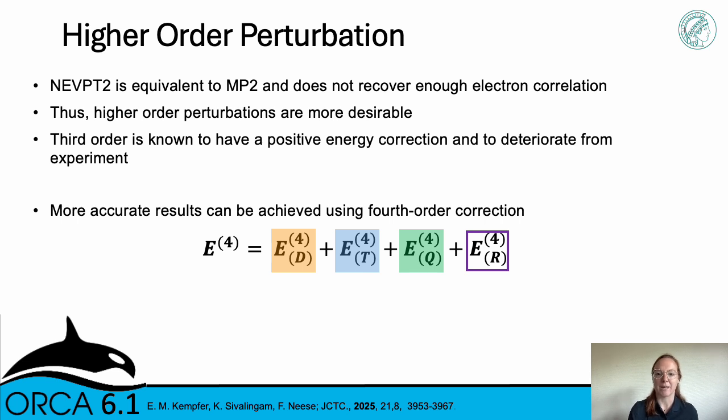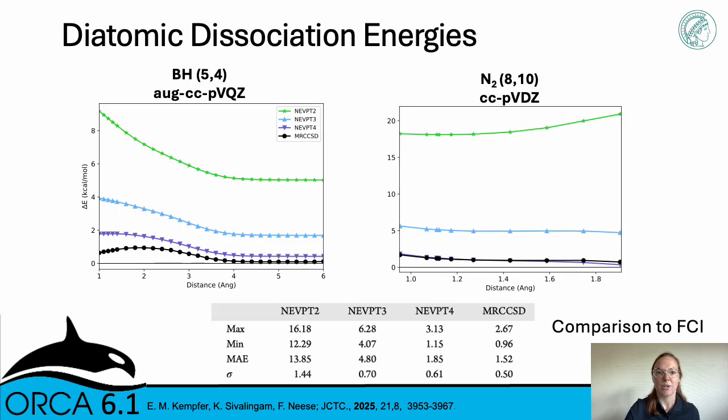Now NEVPT4 can be divided into 4 different terms for its equation. First, we have a doubles term in orange, triples in blue, quadruples in green, and a renormalization term in purple. Now, this current methodology actually does not compute the triples, quadruples, or renormalization term, and that is why we have dubbed this method NEVPT4-SD.